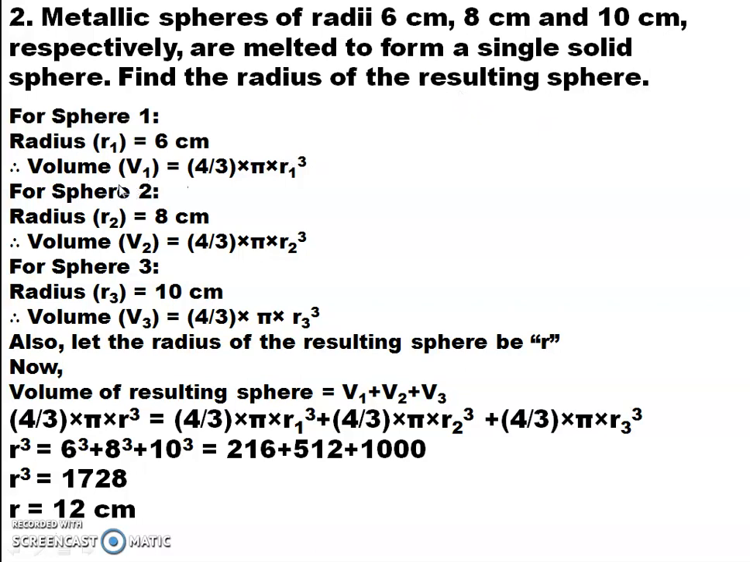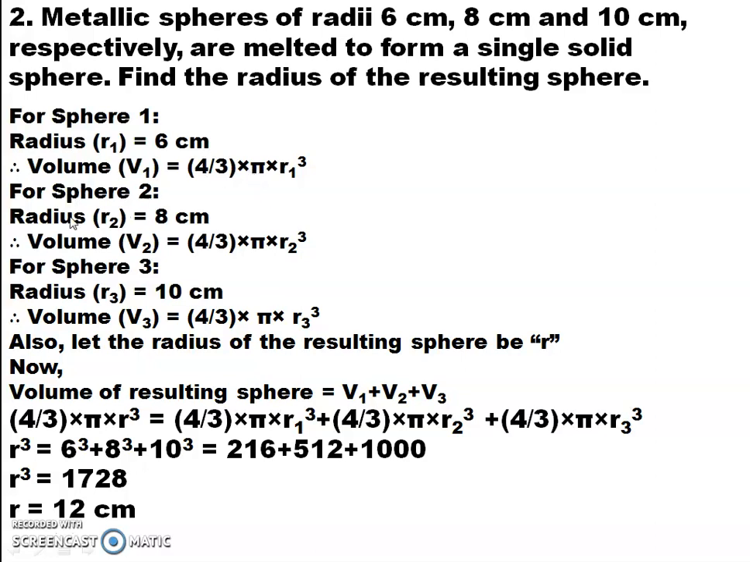Let's see the steps. For sphere 1, radius R1 is equal to 6 cm. Volume V1 is equal to 4 by 3 pi R1 cube. Students, listen here. As you are doing the two solid spheres, don't calculate the direct answer here itself, because 4 by 3 pi will be cancelled at the end. So no need to calculate here. Just write the formula.